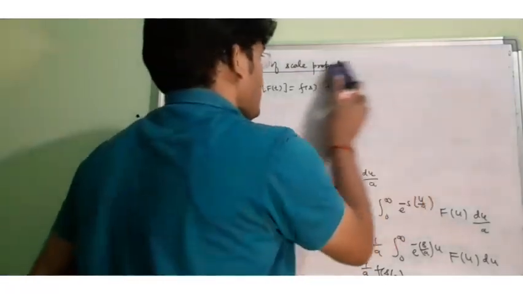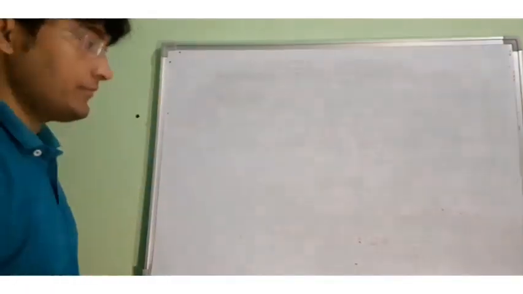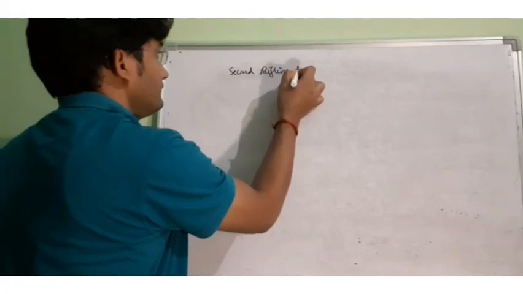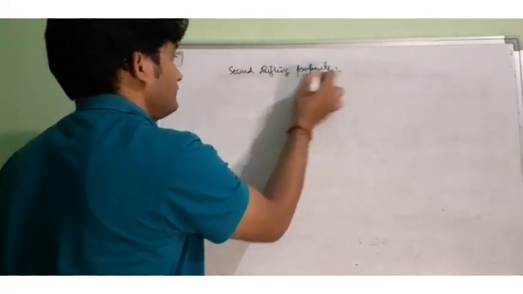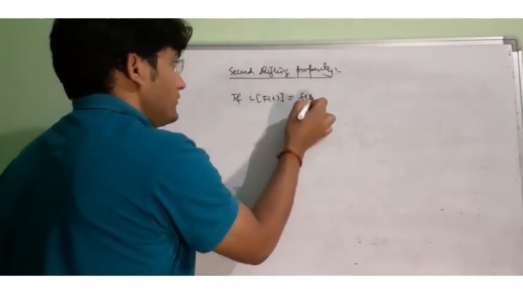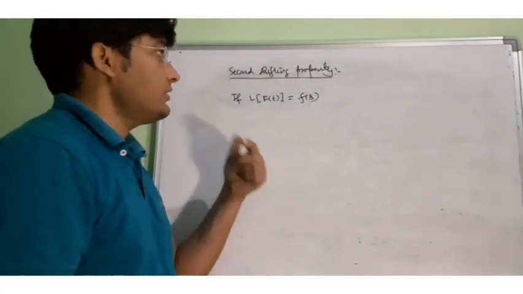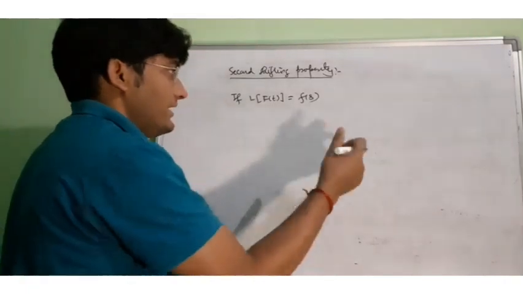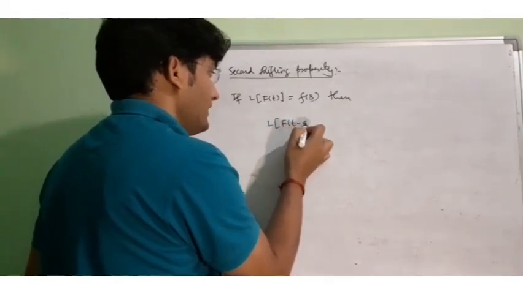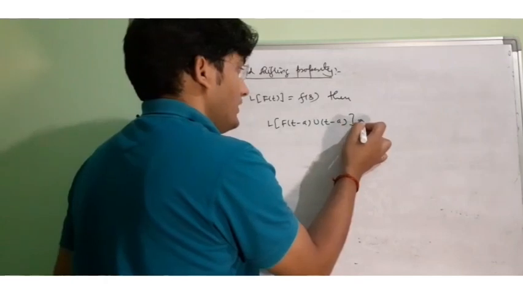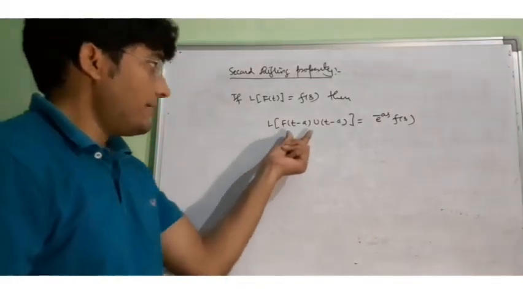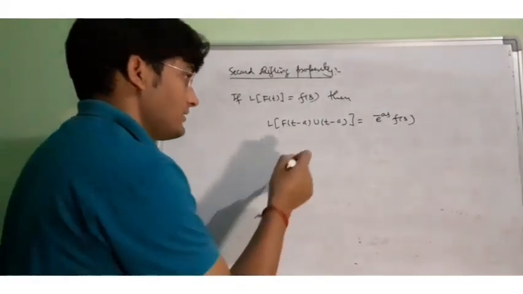So now we have the second shifting property. Suppose that if Laplace of f(t) is equal to F(s), that means the function is sectionally continuous and of exponential order alpha when s is greater than alpha, then the Laplace of f(t minus a) u(t minus a) is equal to e to the power minus as into F(s).